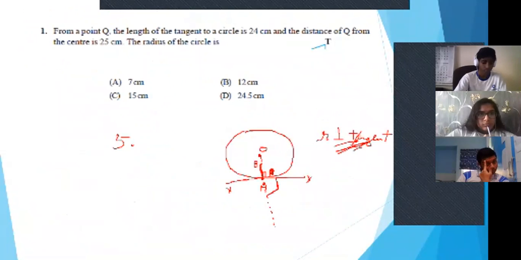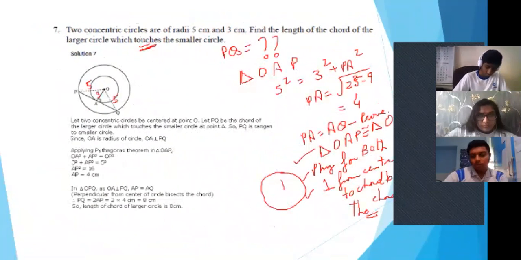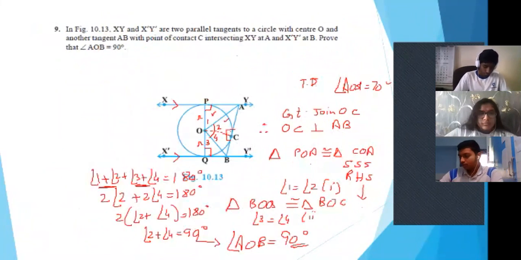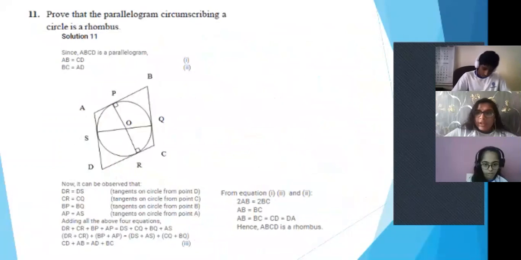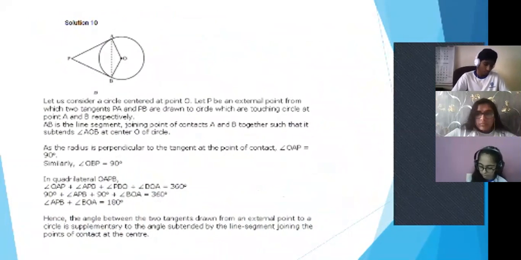Now, 10.2, what was your homework? Let's start with the homework. Which one was the homework? 10, 11, 10, 12, and 13. 10th was okay, you could have done. Anybody had any issues in the 10th one? No, ma'am. Perfect. Next one was the 11th one.